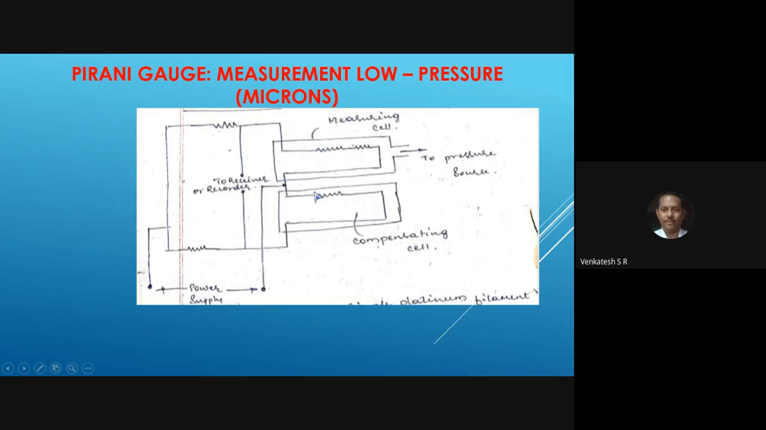Then the resistances are connected to one more resistance like this, and here the compensating cell resistance is connected to one more resistance. These two are connected in parallel by using a recorder or receiver, and then the measuring cell and the compensating cell are connected to the power supply. Usually, the power supply is 12 volts DC, because this gauge is used in tankers which transport the gas from one place to the other place. So this is the principle of operation of Pirani gauge.